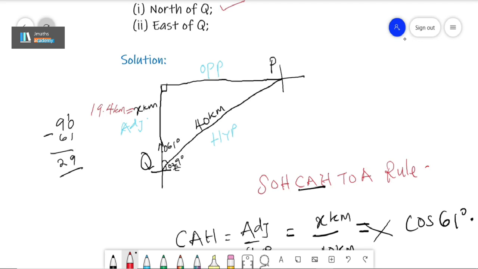Now we want to find the distance east of Q. On our diagram, if we are moving east of Q, we move in this direction towards P, and this forms another right angle triangle. Since we are looking for the distance of P east of Q, we call it y kilometers.